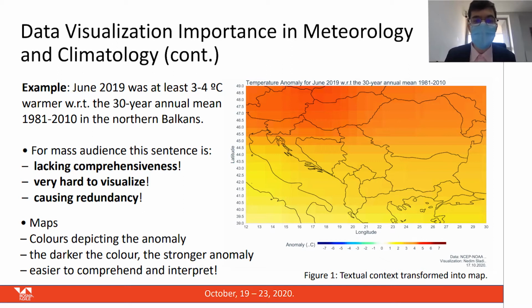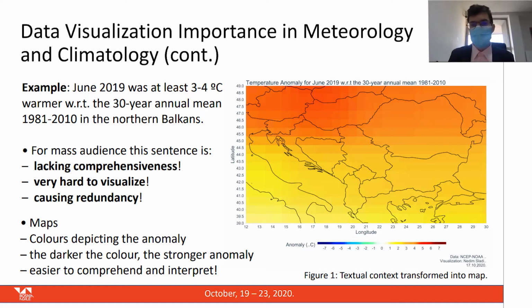For example, it is lacking comprehensiveness, because people who are not in touch with meteorology, and especially climatology, cannot easily visualize what it means to be 3 to 4 degrees warmer than the annual average, because most people don't even know how it was 30 years ago. Most people don't know what happened a year before, not to mention a 30-year period. It also causes redundancy, and some of this text is actually replaced with the visuals that you can see on the right-hand side of the slide.